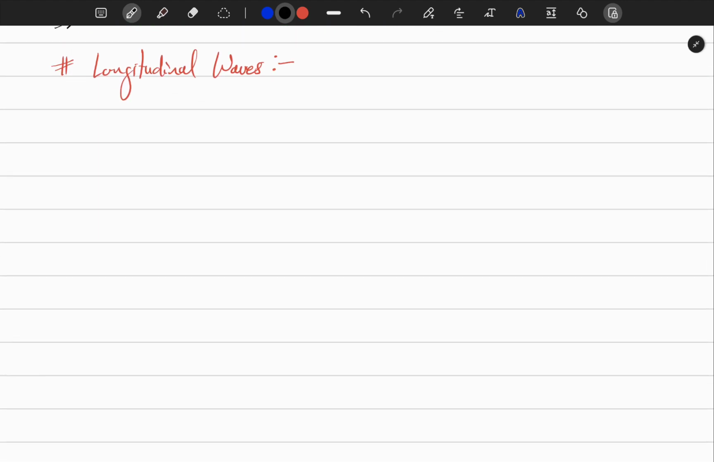First let me draw a figure. So consider a pipe, a very long pipe filled with air. Okay, so we have a piston here, and in this pipe there is air.